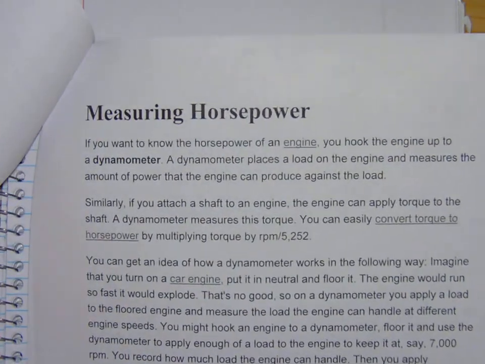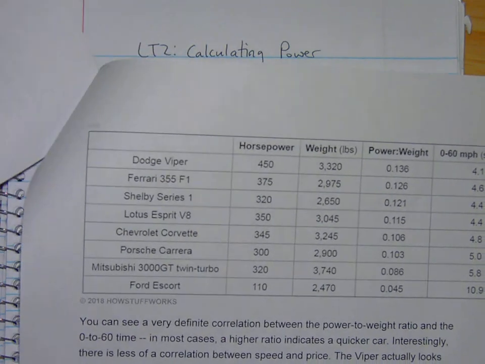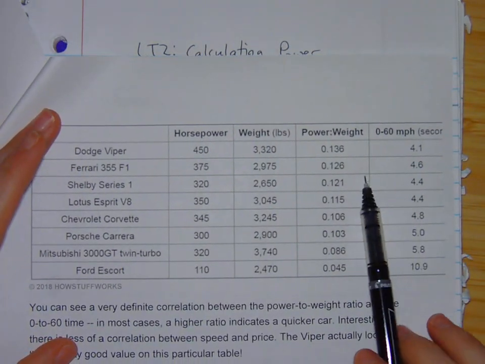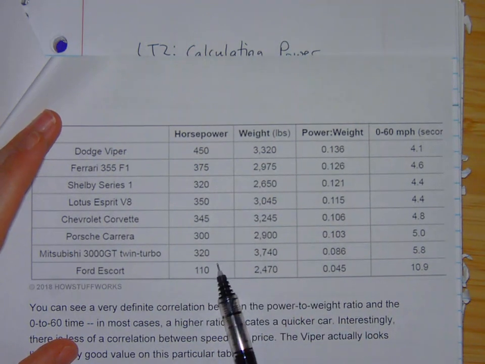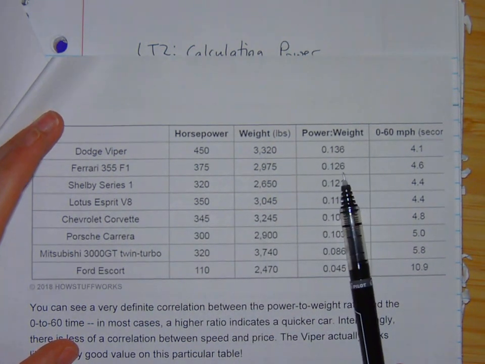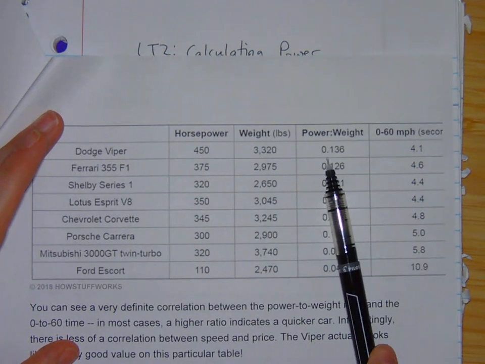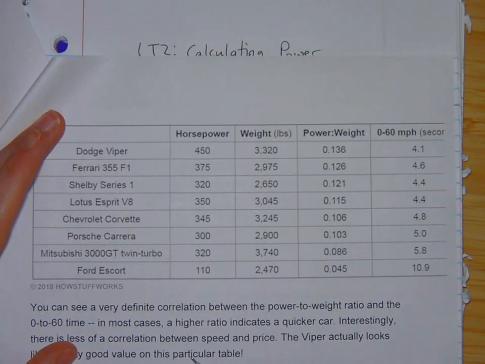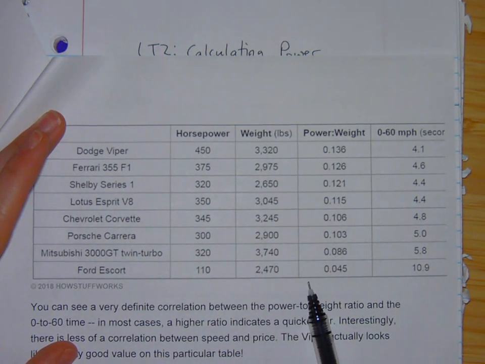But I encourage you to take a look at this article, again, howstuffworks.com, because especially if you're into the whole muscle car thing, they talk about the horsepower of some of those. And its power to weight ratio apparently is a big deal, because the higher that is, the more get up that these cars have. So that's just for your own entertainment.